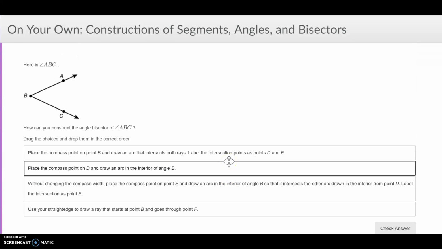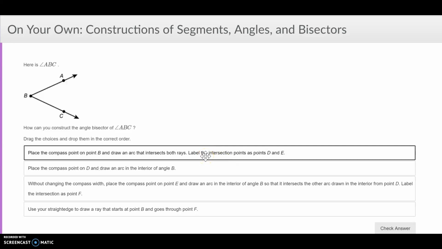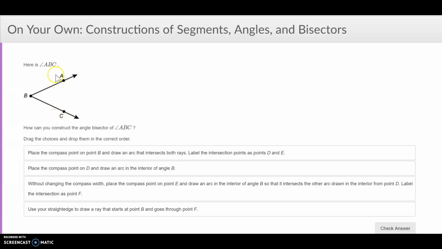All right, now we're going to bisect angle ABC. The first thing we do is we place our compass point on point B, draw an arc that intersects both sides, and we label the intersecting points as D and E.